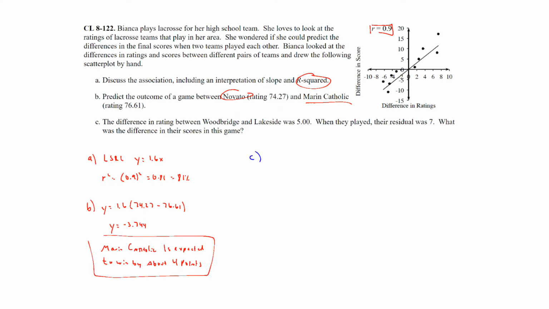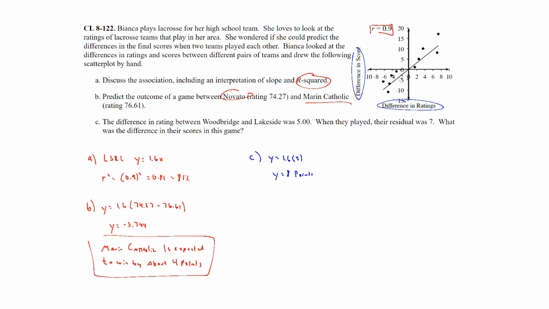And the last question, part C. The difference in rating between Woodbridge and Lakeside was 5. When they played, the residual was 7. What was the difference in their scores in this game? So the difference in rating between Woodbridge and Lakeside was 5. So what does that mean? Well, we have the x value, because that's the difference in the ratings. So we'll take 1.6 times 5, and that'll give us a y value of 8, which is 8 points in terms of the difference in score.